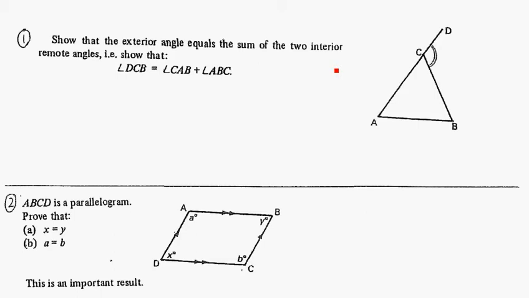Right, we're going to look at some geometric proofs. So starting with number 1, it says to show that the exterior angle equals the sum of the two interior angles, and we're asked to show that angle DCB, so that's that one in there, is equal to angle CAB. We're going to call that little a, plus angle ABC, we'll call that little b.